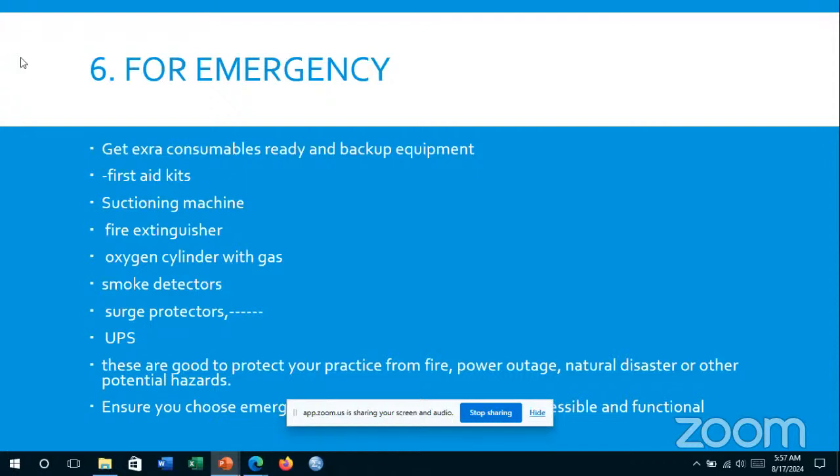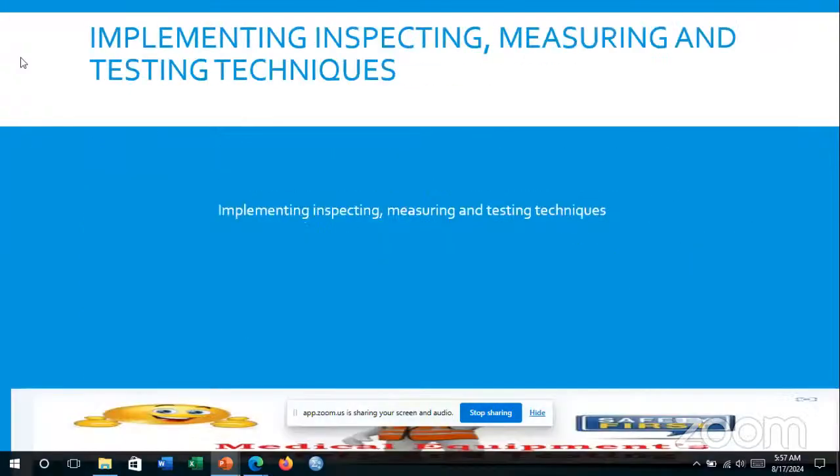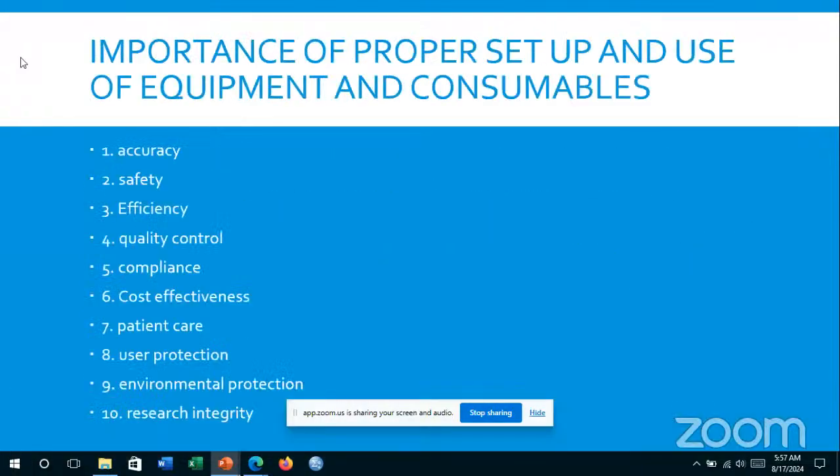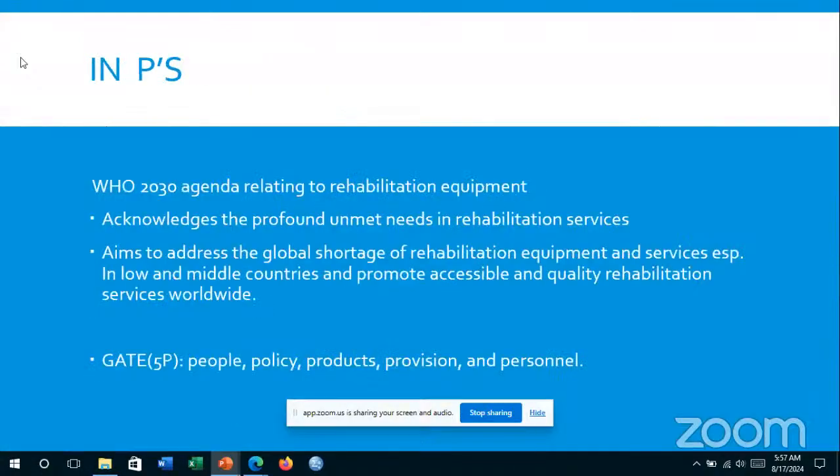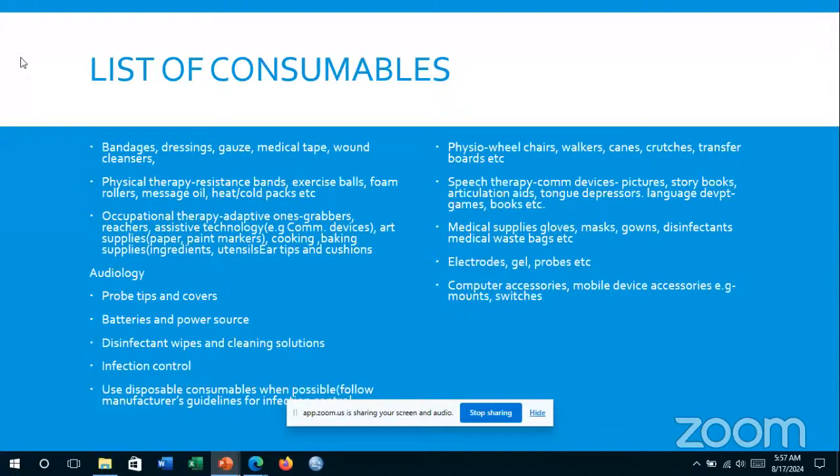And so on and so forth are the list of consumables. They are used. Some can be disposed, some cannot be disposed. Audiologically, you must have probe tips and covers. You must have batteries and power source. All these probe tips, at times, if the probe breaks, to get extra may cost 2 years. In all our federal government hospitals, it's good to have access to all these ones.